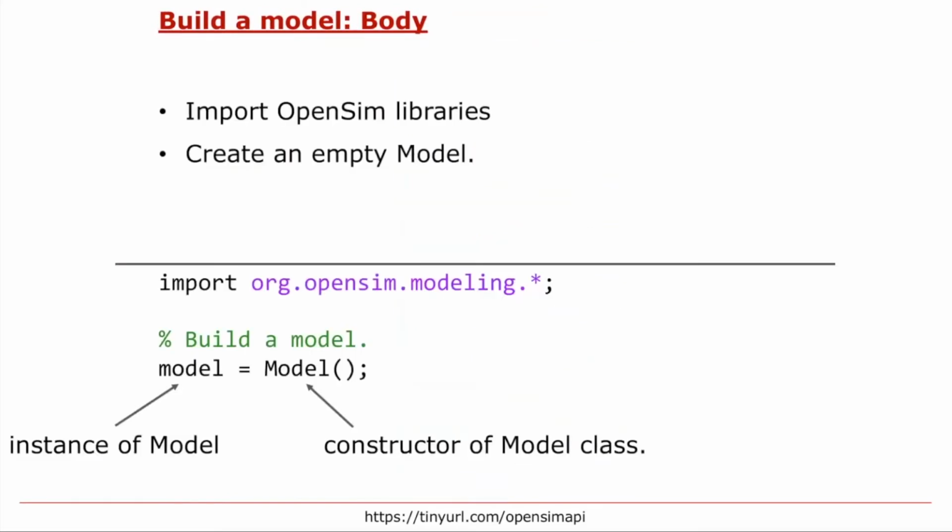So let's revisit this line I showed earlier. This line invokes the constructor of the model class on the right to create an instance of the model class, and we store that instance in the model variable on the left. An empty model contains only one component, the ground body. We'll use this later.